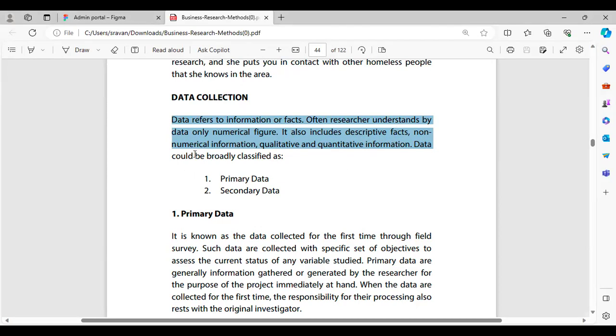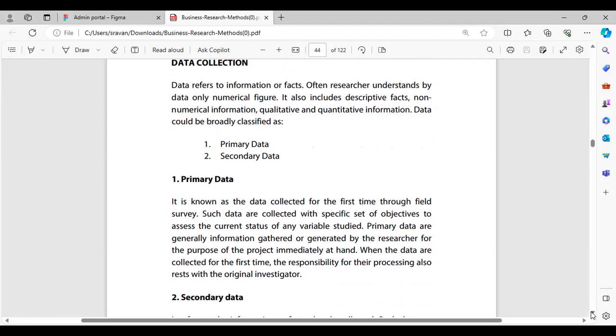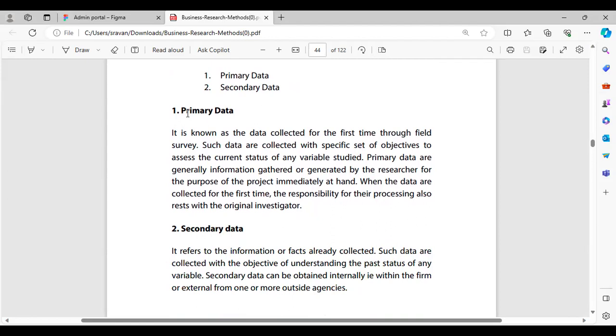So data collection could be broadly classified into two types. One is primary data and the other is secondary data. Now we discuss primary data. It is data collected for the first time through field survey. Such data are collected with a specific set of objectives to assess the current status of any variable studied.